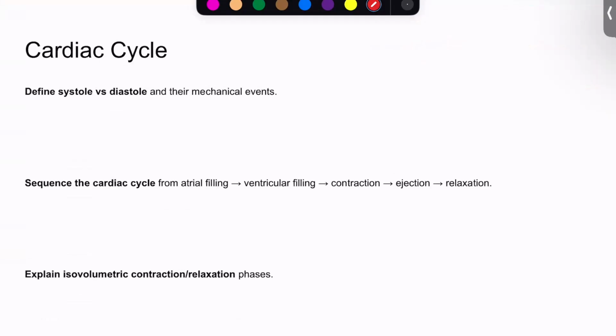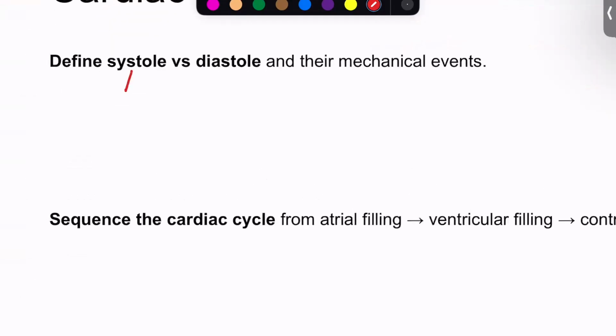So we've got systole and diastole. Let's start with systole first. When you think of systole, you're going to think of contraction of the myocardium, or ejection. We're ejecting all that blood. So just know that the ventricles are going to contract.